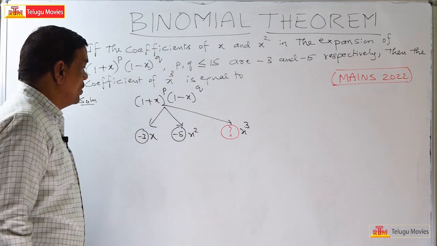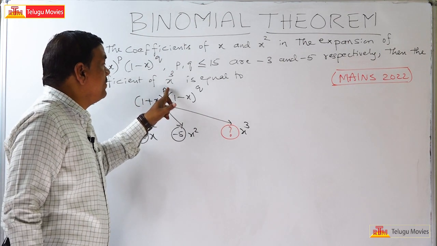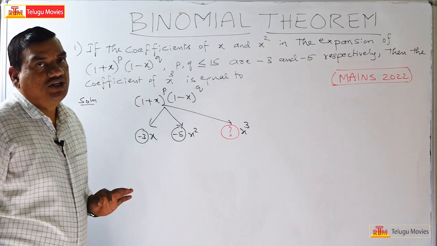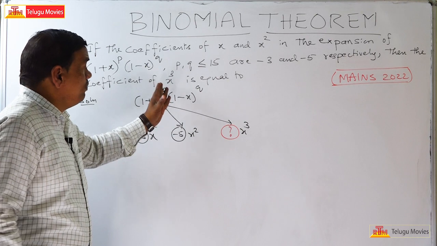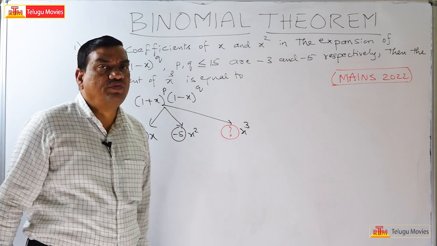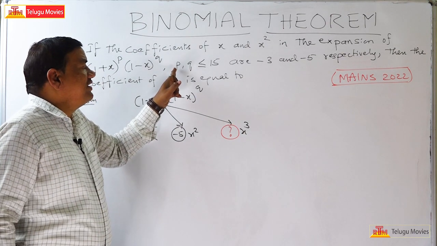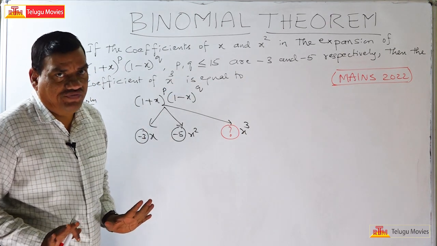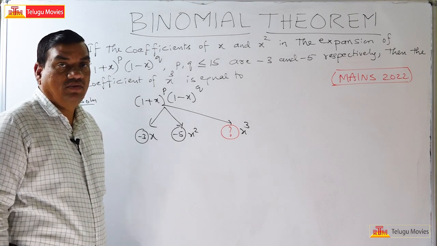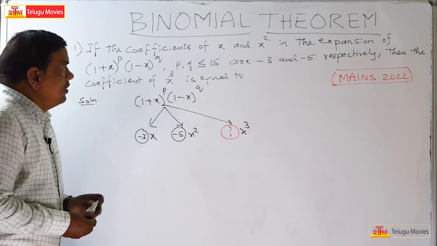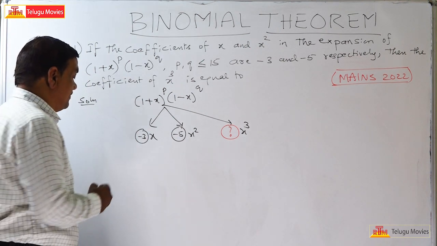To find the coefficient of x cube, we have to find the p value and q value. That is our main aim. If you know the p and q values, we can find the coefficient of any term, any power. But the only hint given is that p and q are less than or equal to 15, that much only. Then how to proceed with this problem? We will proceed like this.